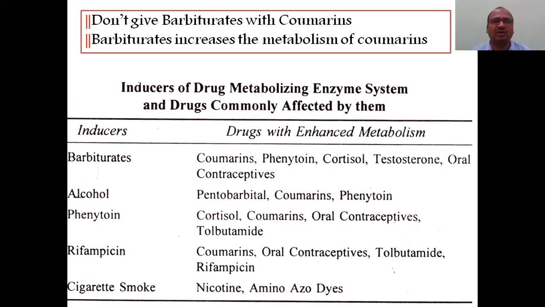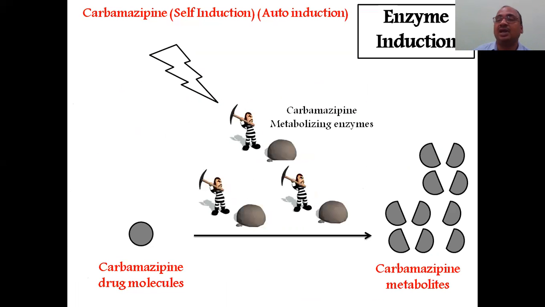Very fast. So keep the name inducer in your mind. All these are inducers. Barbiturates, don't take with coumarin. Barbiturates, don't take with phenytoin. Barbiturates, don't take with cortisol. Barbiturates, don't take with testosterone. Like these are the groups. Alcohol: all these are inducers. All these inducers increase the metabolism of all these drugs. That's why don't take this combination.